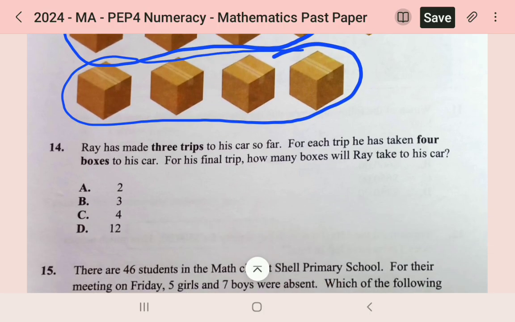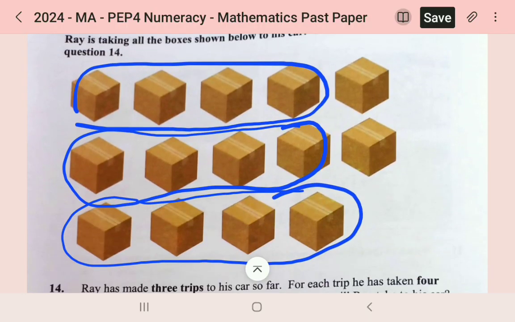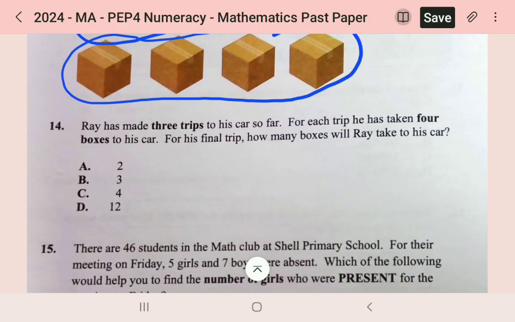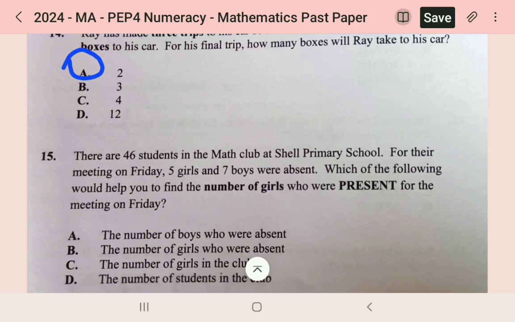Let's see what they want. For his final trip, how many boxes will Ray take to his car? Final trip is going to be just these 2 that are left. So he's going to take 2. This trip can't be 4 because he doesn't have that many left.